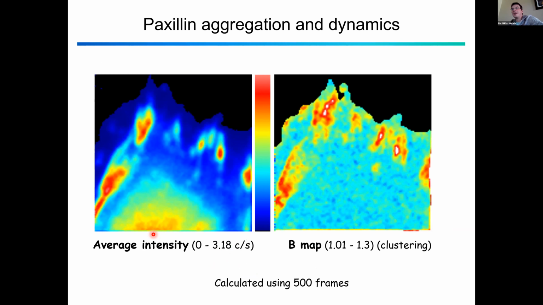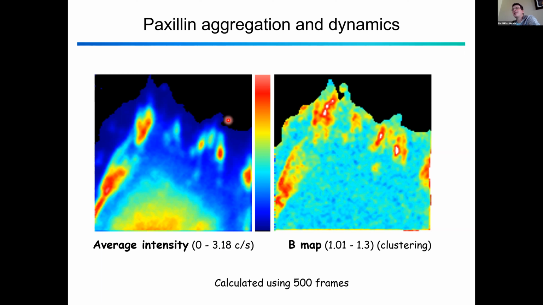So here is the analysis of a region of a cell at the plasma membrane. On the left-hand side, you see the average intensity color-coded from low to high counts, and you can identify the focal adhesions as areas where the measured intensity was very high. And then on the right-hand side, you see the brightness map, which indicates the oligomerization state. So the higher the oligomerization, the hotter the color code will be.